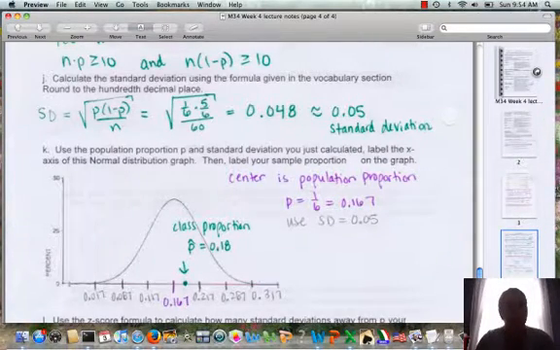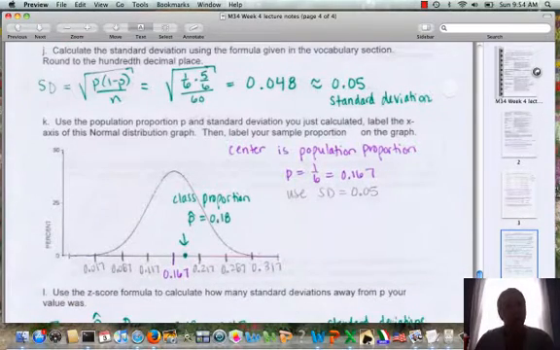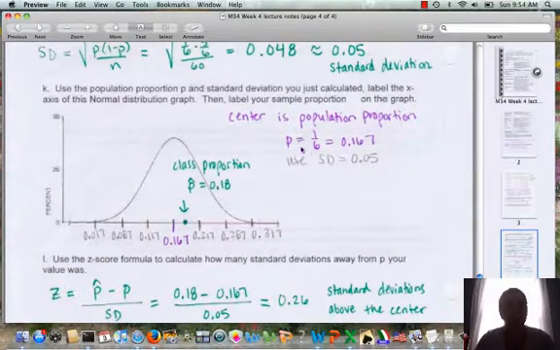Now we want to look at this on the normal distribution. Using our population proportion, 1 out of 6 is 0.167 as a decimal, and then we can use that standard deviation rounded to 0.05. So in the center of our normal distribution, we put the 1 out of 6, or 0.167, and then we go up by increments of 0.05, our standard deviation. So we go up 3 standard deviations, and then we go down in increments of 0.05 to -3 standard deviations.